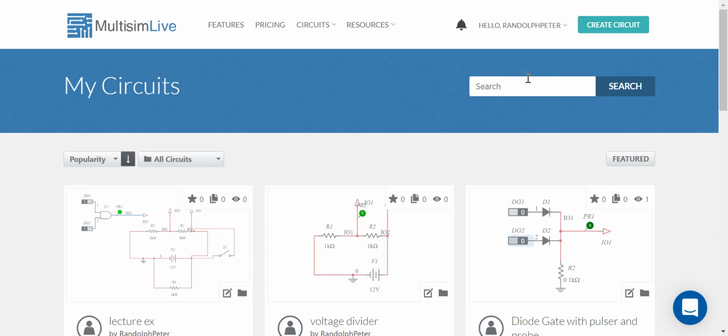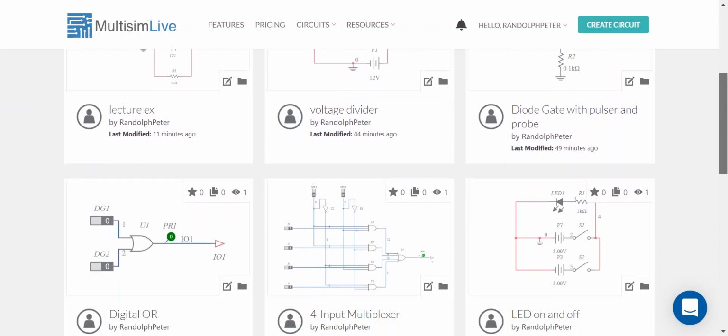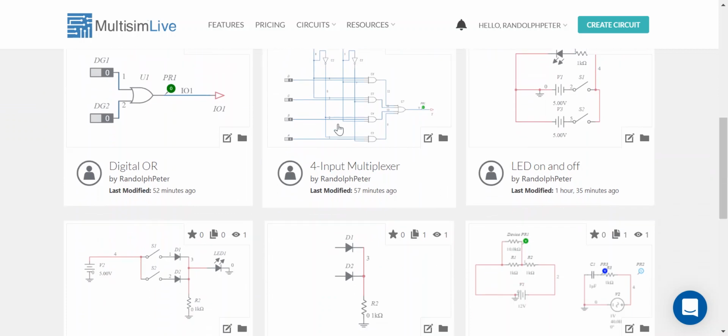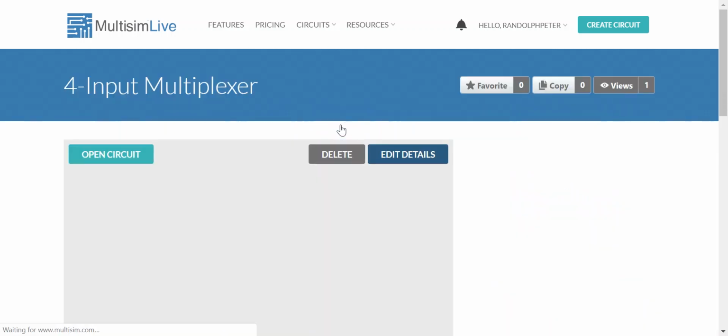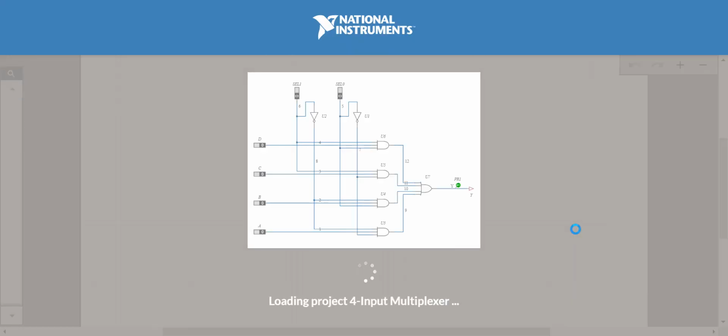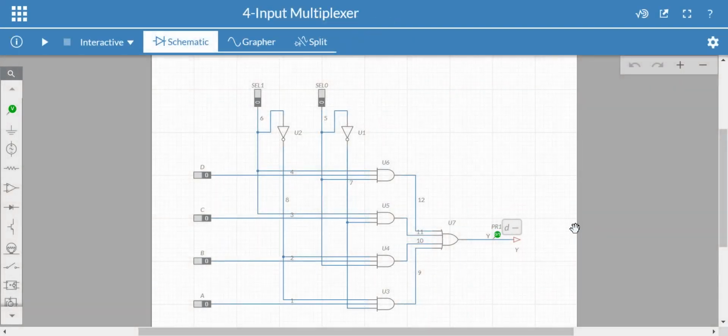So rather than having a single chip, which is the whole idea behind digital circuits, is that you find something cool and you put it on a single chip, somebody created a multiplexer out of individual logic gates. So let me go to, and I stole it. Let me go to the multiplexer. Here's the multiplexer.